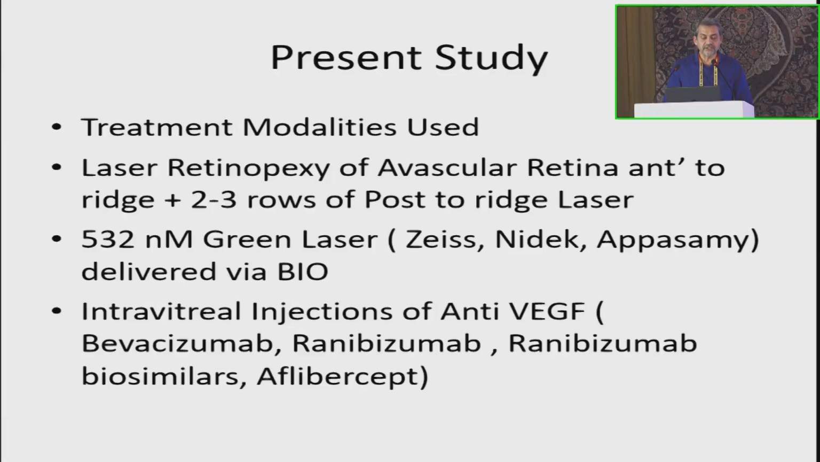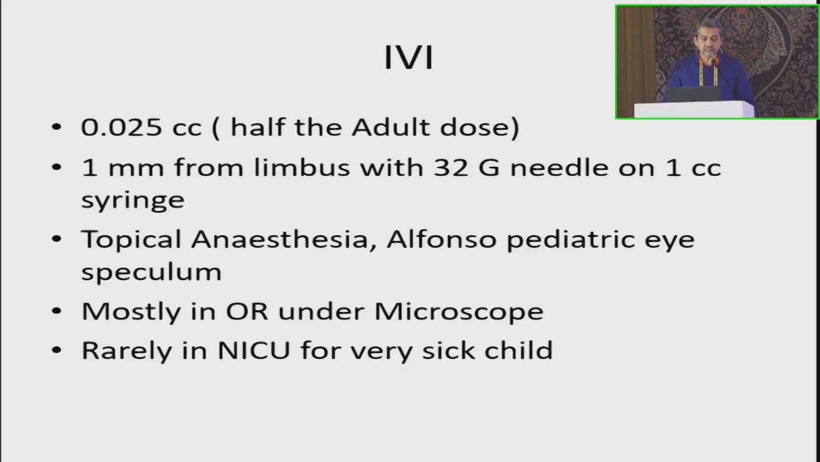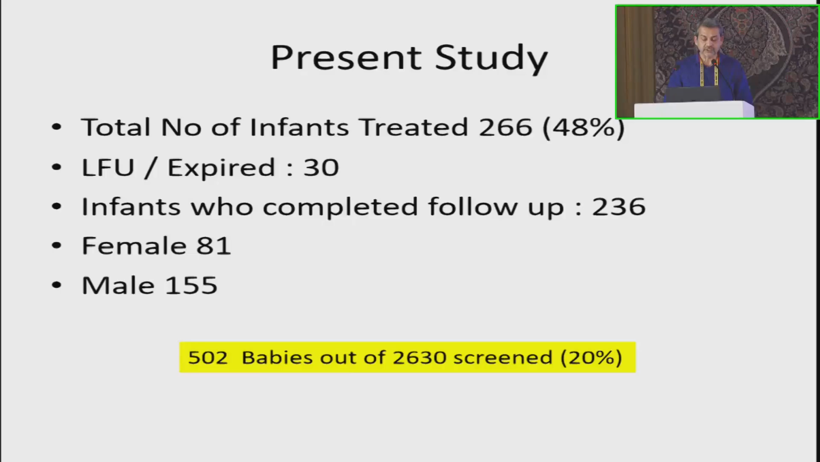For intravitreal injections, various kinds of anti-VEGF injections were used, ranging from bevacizumab to aflibercept. A dose of 0.025 cc, that is half the adult dose, was used 1 millimeter from the limbus with a 32 gauge needle on a 1 cc syringe. Topical anesthesia was used, and the eye was dilated and opened with an Alfonso Pediatric speculum. Most of the procedures were done in the OR under a microscope, and rarely some in the NICU for sick babies.